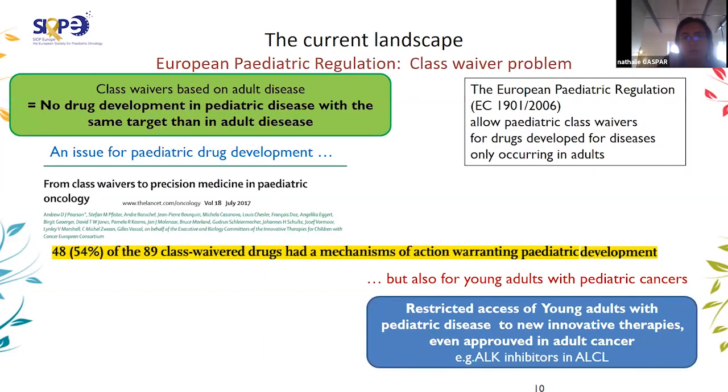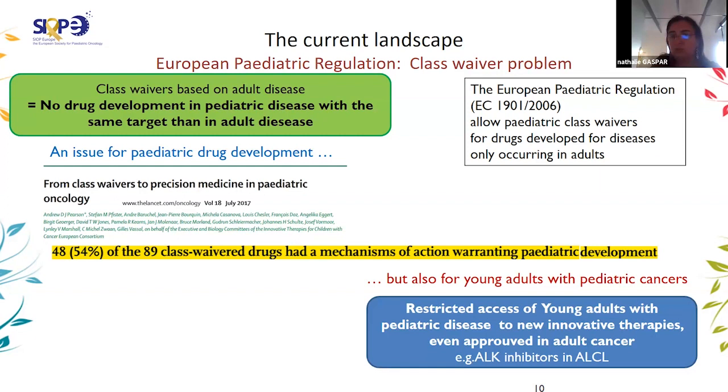But this is not just a problem for the pediatric population, for the adolescents. It's also a problem for the young adult population. If you look to the development, for example, of ALK inhibitor that has been developed in lung cancer, which is a cancer that doesn't exist in children, then the company has obtained what we call a class waiver. Then they were allowed by EMA to not develop the drug in the pediatric population because the disease was not existing in the pediatric population.